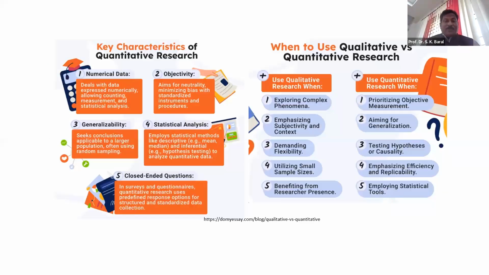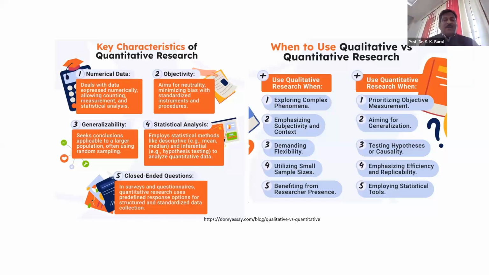So with this, I am going to tell you the key characteristics of quantitative research. So when we are talking about quantitative research, I told you it is based on numerical data, deals with data, expresses all those things numerically, and it has got objectivity. Objectivity is kind of like standard instruments and procedures required to attain the aims of neutrality. And when we are talking about generalizability, it seeks a conclusion applicable to a larger population, a general population. And the characteristic of quantitative research is that it is based on statistical analysis.